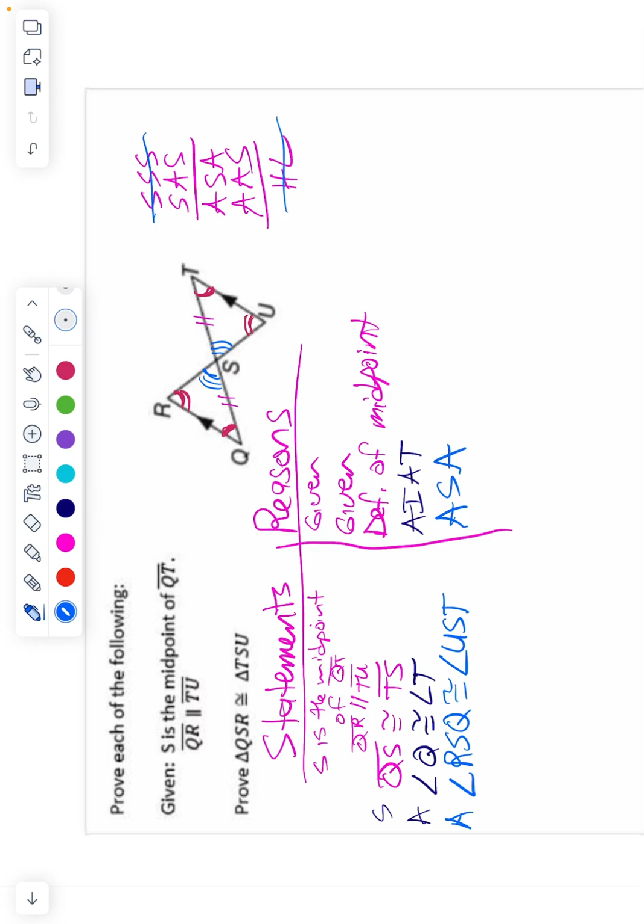Okay? So again, if you go put SAA in your proof, or for your reason, it's wrong, because that's not what we called out. We called out angle, side, angle, right? It goes in that order, angle, side, angle. It doesn't matter what order we put them in the proof. It matters what order they are in the figure.